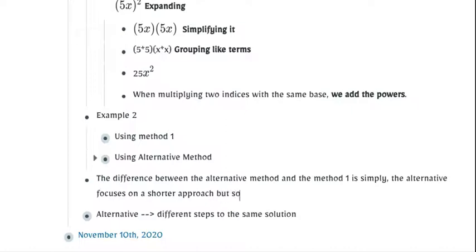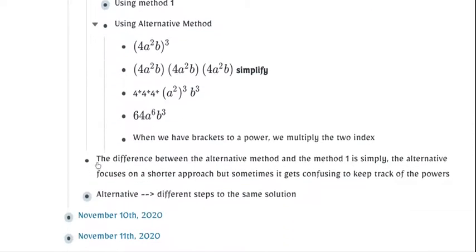But sometimes it gets confusing to keep track of the powers. Let me explain. In the previous one, what if you forgot the rule, Jazeel? What if you forgot the rule where you said whenever we have a power to a bracket, we multiply? Then that means the entire thing would be wrong.